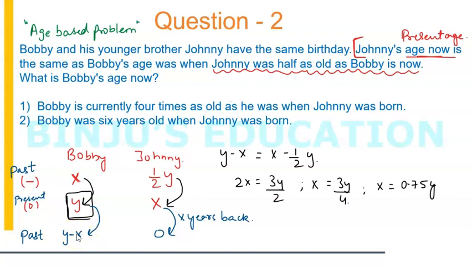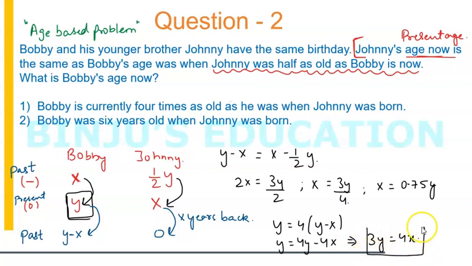So Bobby is currently 4 times as old as he was when Johnny was born. Bobby's current age is Y, and this is 4 times the age of Bobby when Johnny was born. So Y is 4y minus 4x. So from here we should get 3y is equal to 4x. This is exactly the information that we already have.